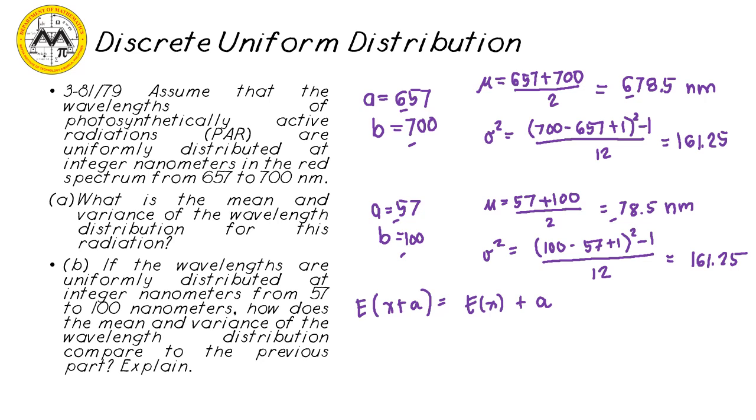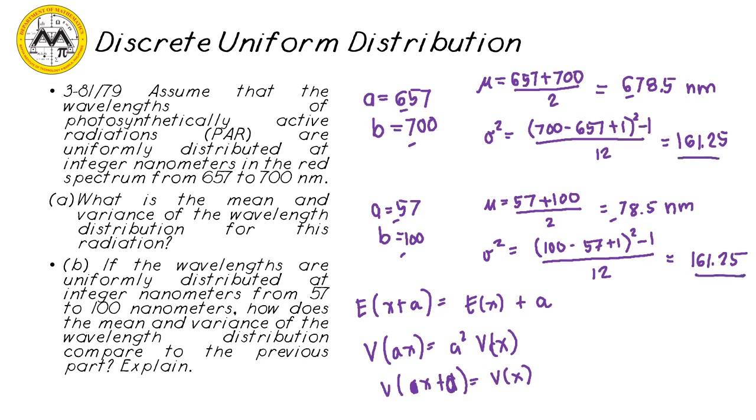While for the rule of variances, the variance of ax is equal to a squared times the variance of x, and the variance of x plus a is equal to the variance of x. So the variance would not change.